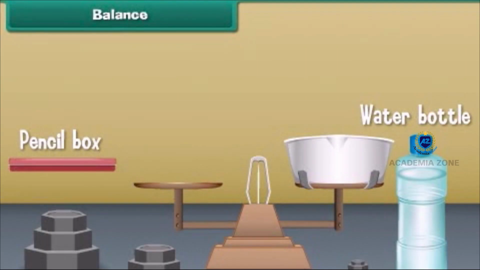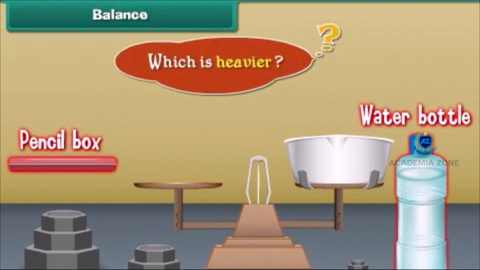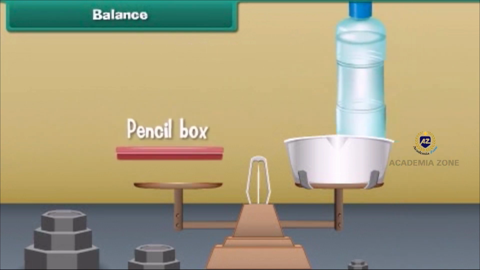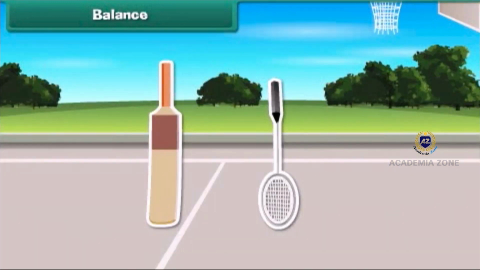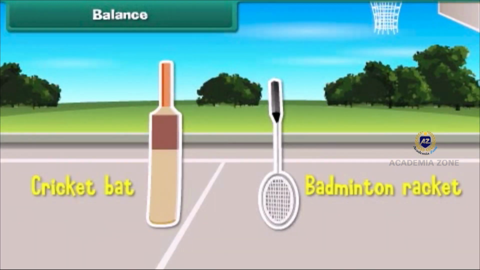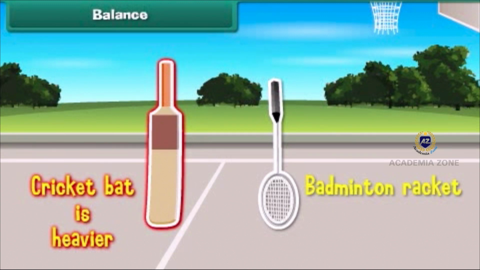Now let us measure the weight of the pencil box and water bottle. Can you tell which is heavier? A pencil box or a water bottle? Yes, water bottle is heavier than pencil box. Which is heavier, a badminton racket or cricket bat? Yes, a cricket bat is heavier than a badminton racket.